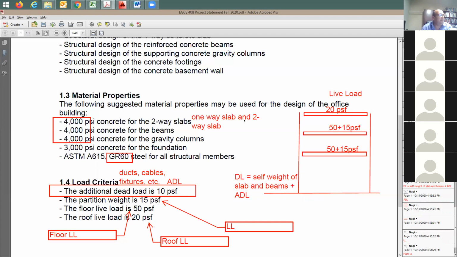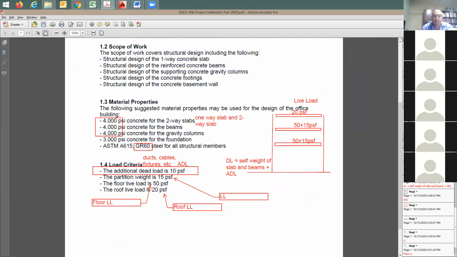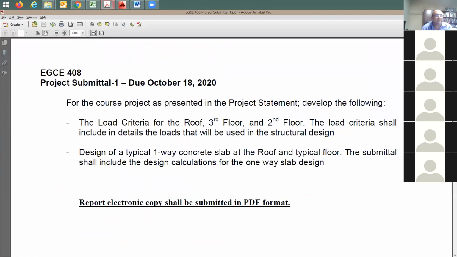So this gave you your building, right? So let's see here the first submittal. What is it that I need from you? It says here the submittal I gave you this Sunday for this course project: as presented, develop the following.